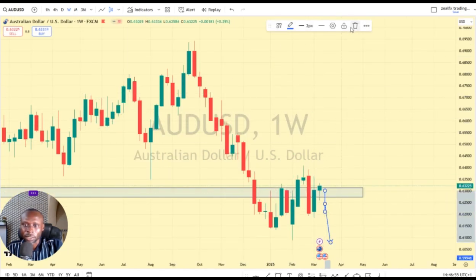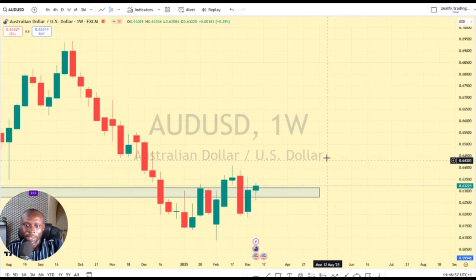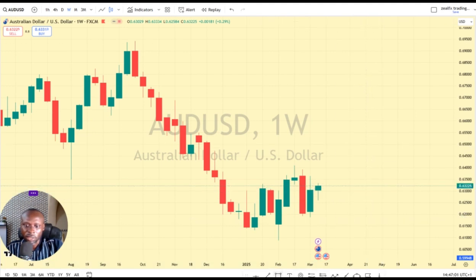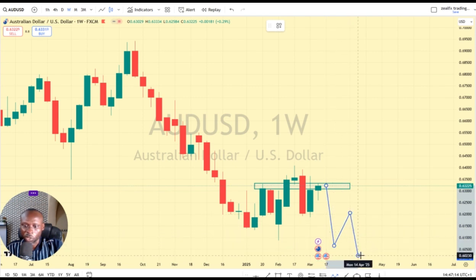On my weekly chart, price failed to close above this resistance level. So long as price fails to close above this resistance level, we expect the Australian USD to drop this week. We expect price to drop to this level and do a retest before we see a further push to the downside for the Australian USD.